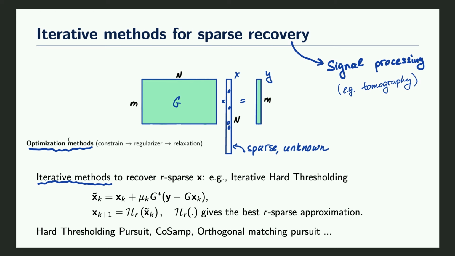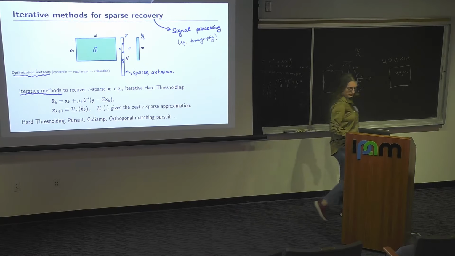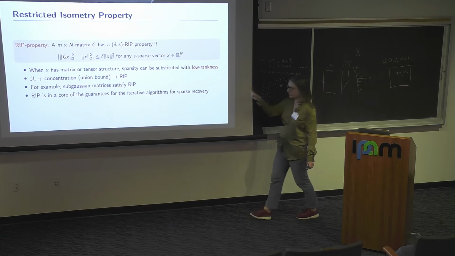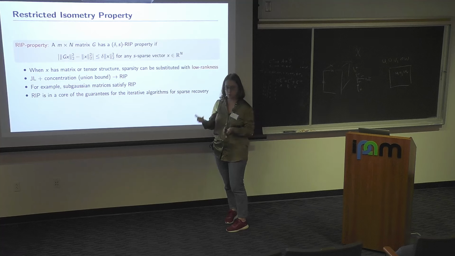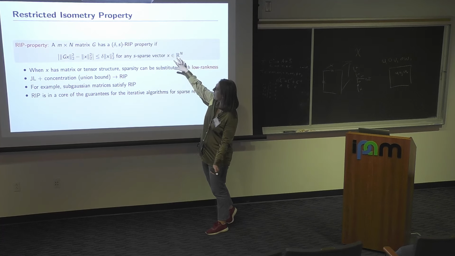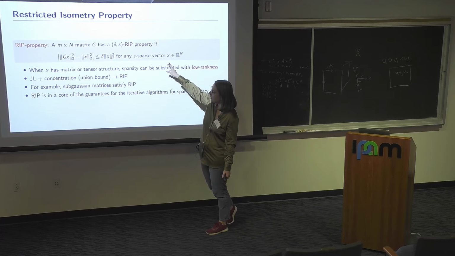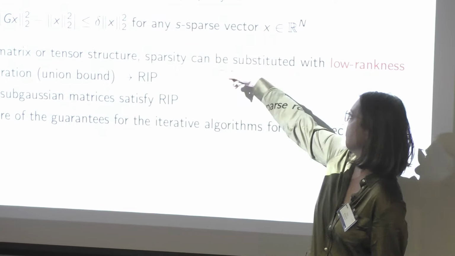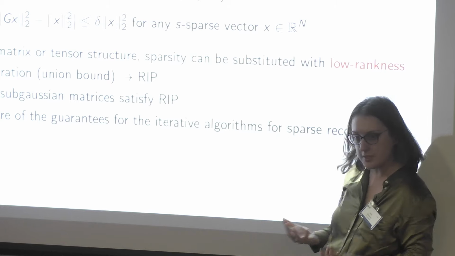I put the algorithm here just for comparison. I think I don't want to stop on it. So I want to show the mathematical property that we need for iterative algorithms to hold. This property is called the restricted isometry property. It does the following: it needs the geometry preservation for all sparse vectors with some probability.